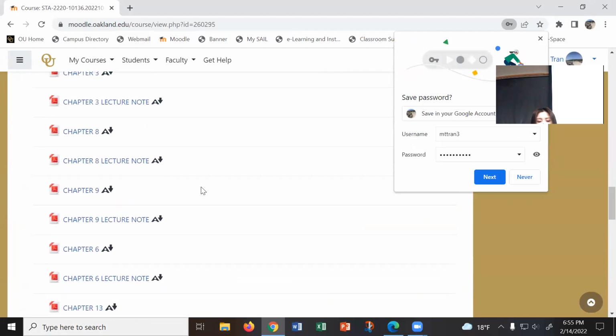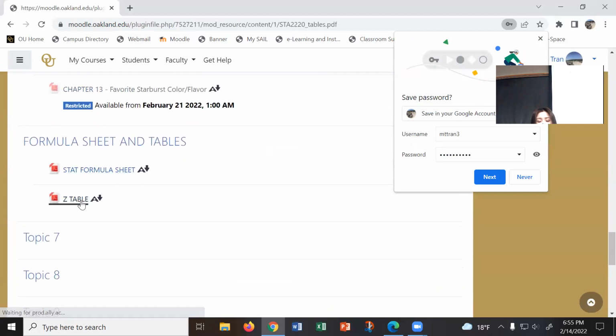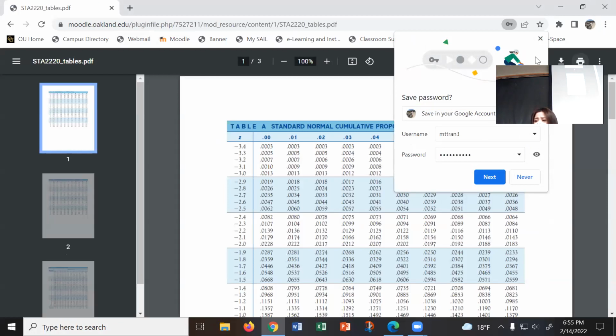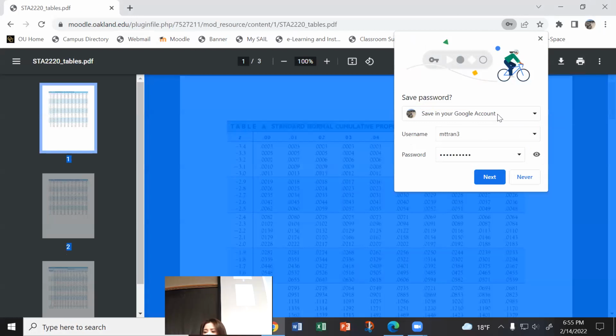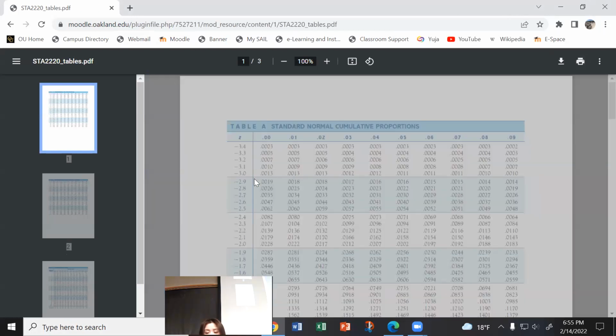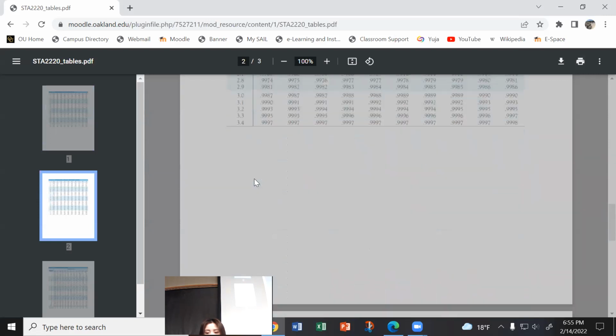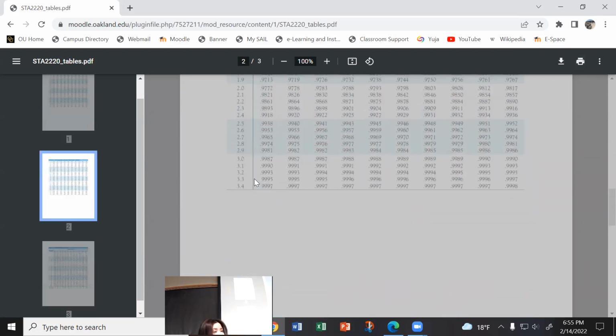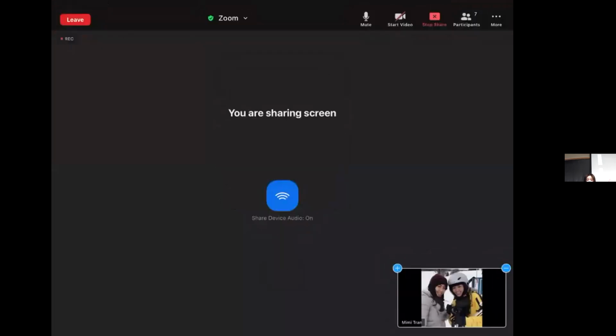Where is the Z table? On the Z table, you don't care about negative Z. The maximum Z is 3.4, right? So what does that mean? I don't even need to look up anything bigger than 4. I don't even care about anything bigger than 3.4. I don't even look it up on the Z table. I'm just going to say it's 100%.